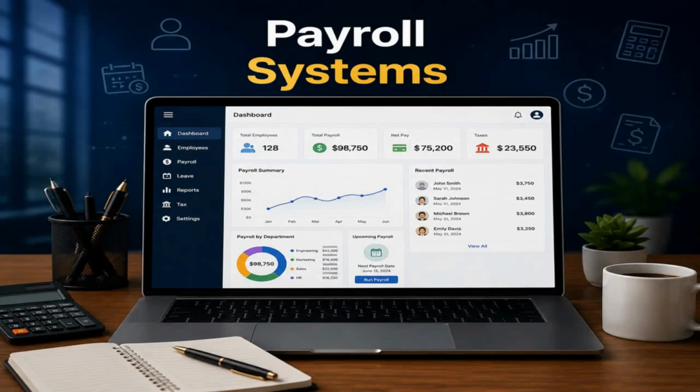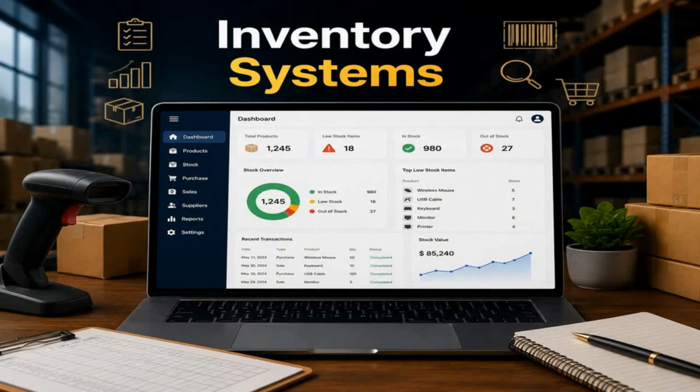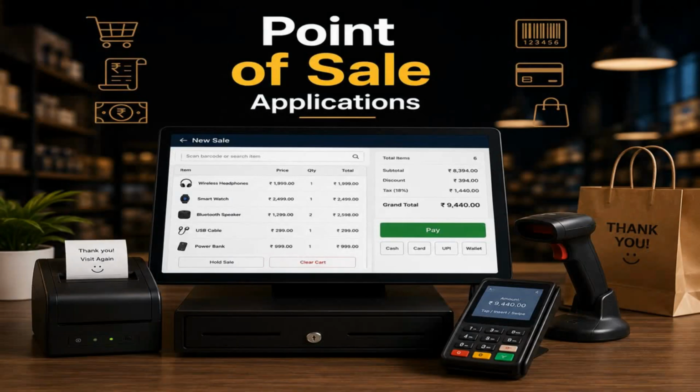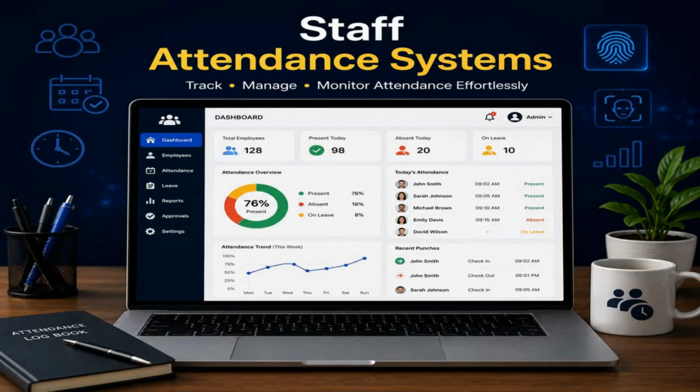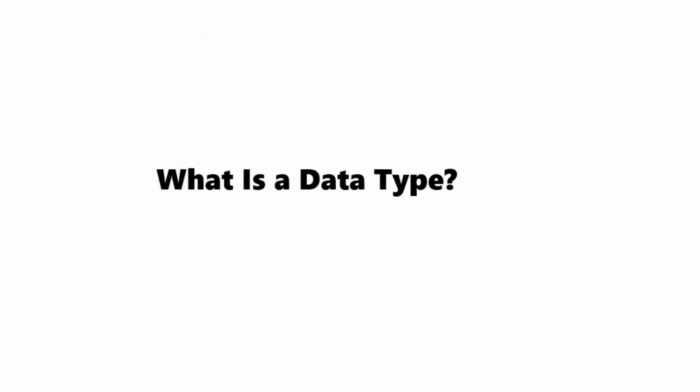And if you are serious about building applications like payroll systems, school management systems, inventory systems, POS applications, staff attendance, and many more, then understanding data types is absolutely essential. Today we will learn what data types are, why they matter, the most common VBA data types, common beginner mistakes, and how professional developers choose data types.